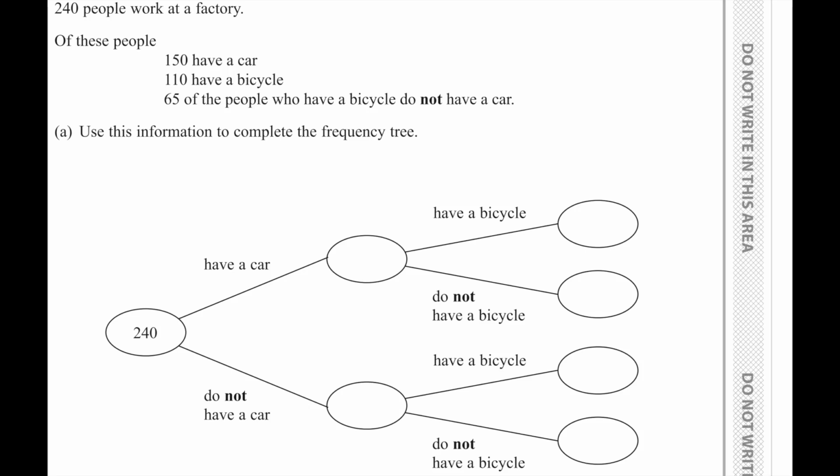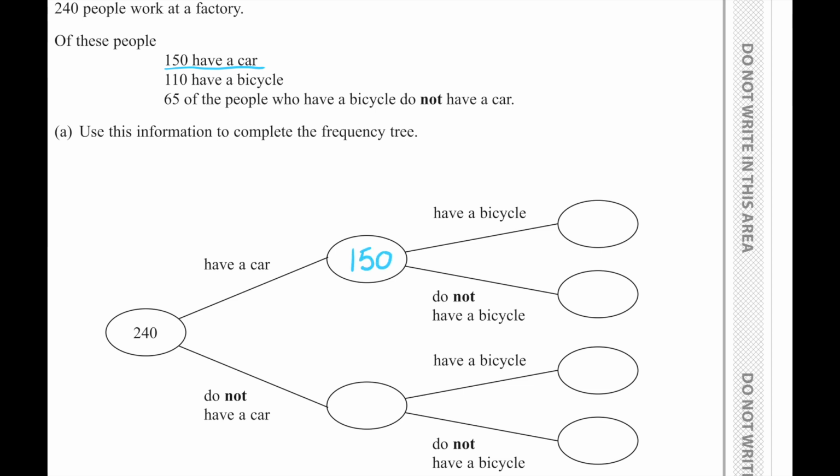With frequency trees, the branches that come off must add up to where they come from. So these two circles here must then add up to 240, and that continues your way through for all of the branches. We're told in this question that 240 people work in a factory, and they're given here, and that's already filled in the diagram.